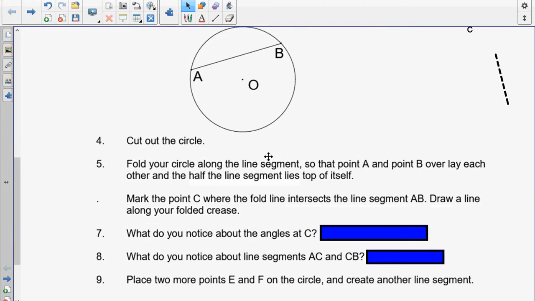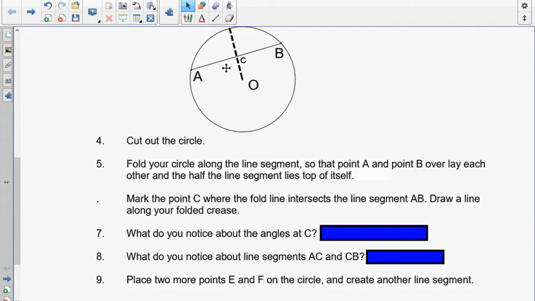Now it says cut the circle out. Well, I don't want you ruining your notes, so don't do that. It says fold your circle along the line segment so that point A and point B overlay each other. So you fold this over to this side, and you want A and B both to match this point right here. Then you fold it and crease it, and it says mark C where the actual crease is. Remember, a crease is just a folding line. Mark this as point C.